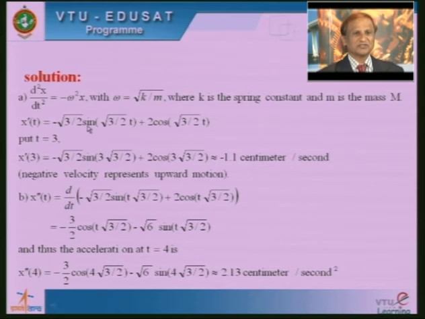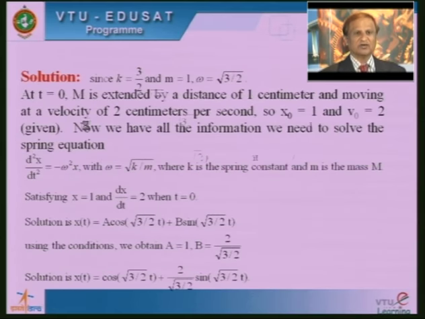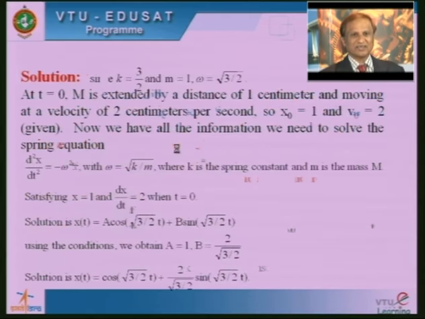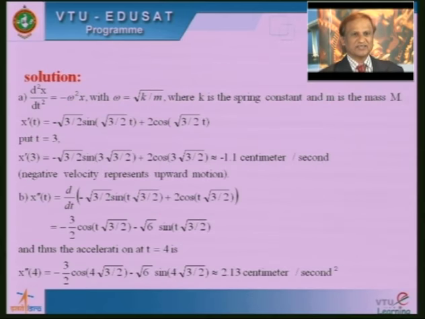Okay. Now, according to the requirement, we want to calculate part 1. What they have asked is, how fast is m moving? It means the mass is moving at t is equal to 3. How do we calculate it? It is very simple. They have given d square x upon dt square is equal to omega square x, where omega is equal to square root of minus k by m, where k is the spring constant and m is the mass.